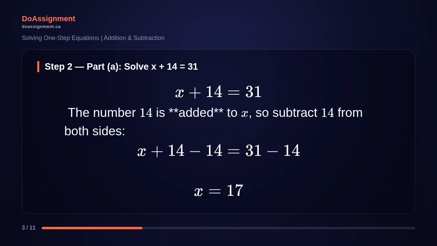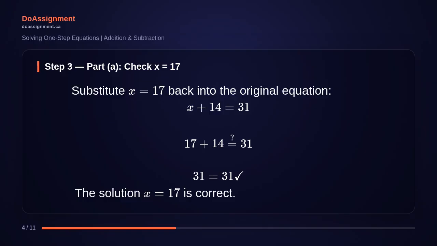For part A, we have x plus 14 equals 31. Since 14 is being added to x, we subtract 14 from both sides. On the left, positive 14 and negative 14 cancel, leaving just x. On the right, 31 minus 14 equals 17, so x equals 17.